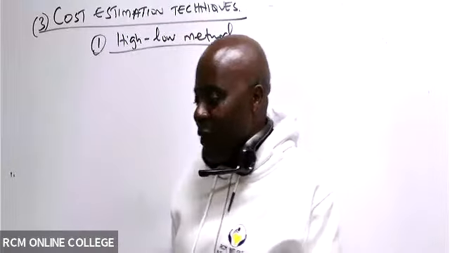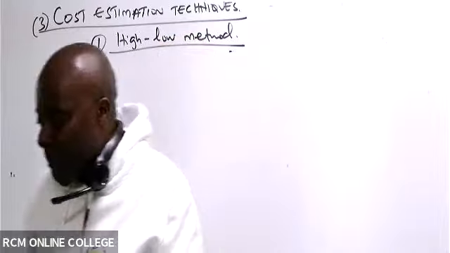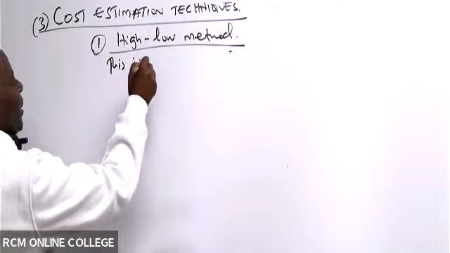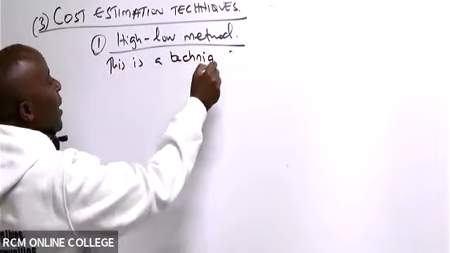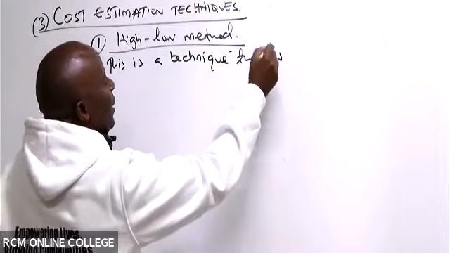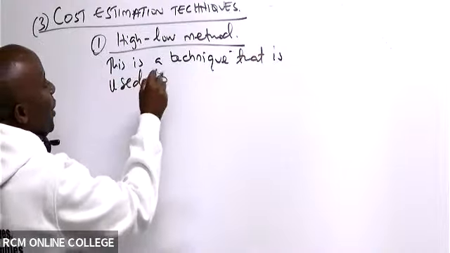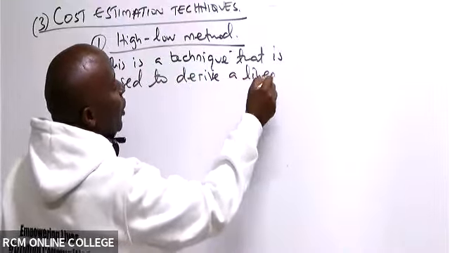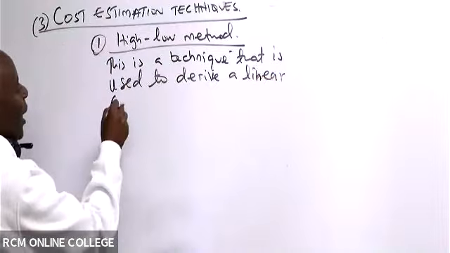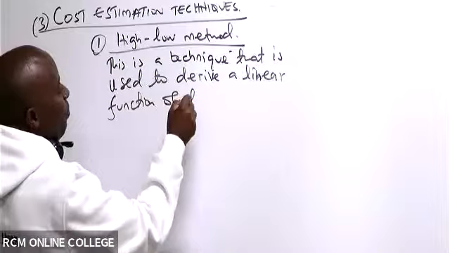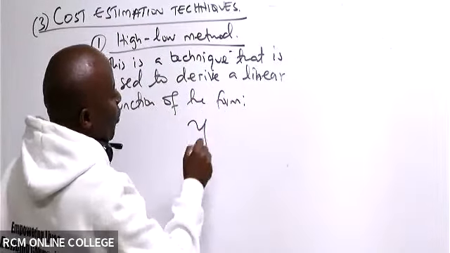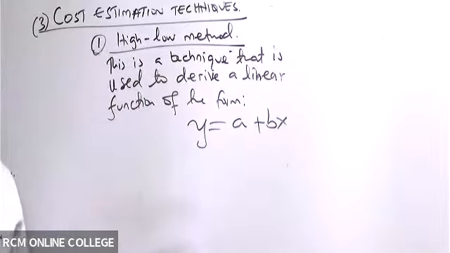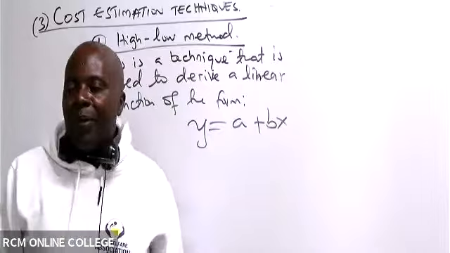High-low method is the first cost estimation technique from your syllabus. This is a technique that is used to derive a linear function of the form y equals a plus bx. A linear function of the form y equals a plus bx.